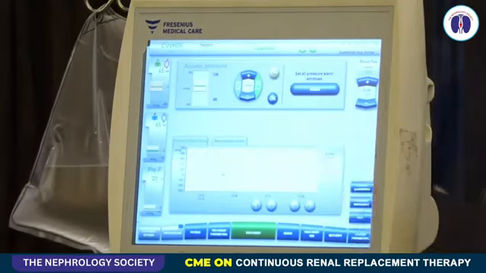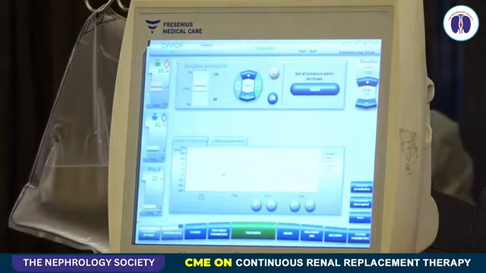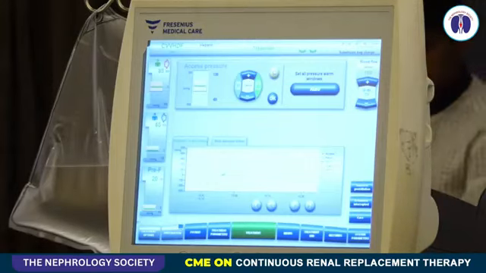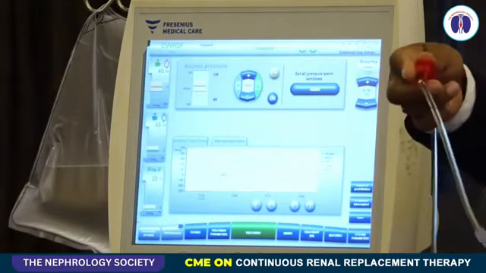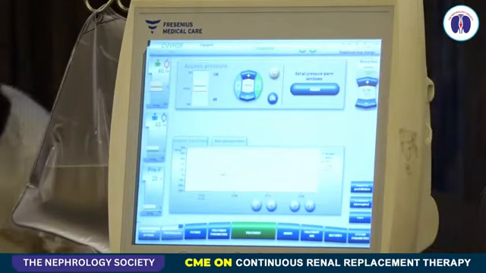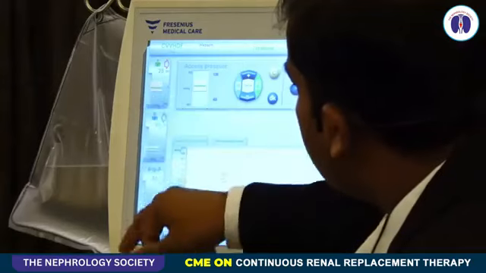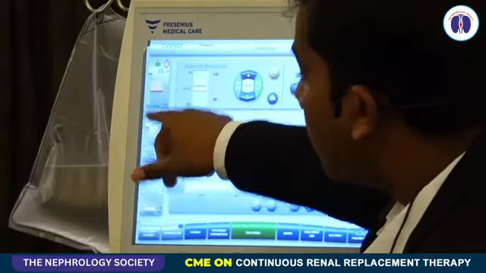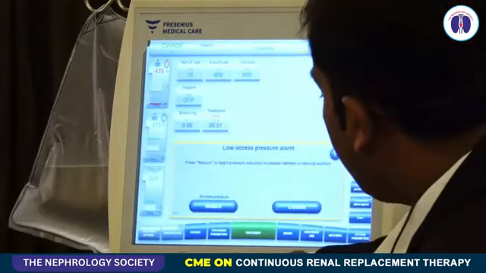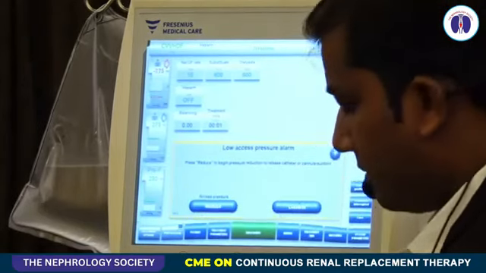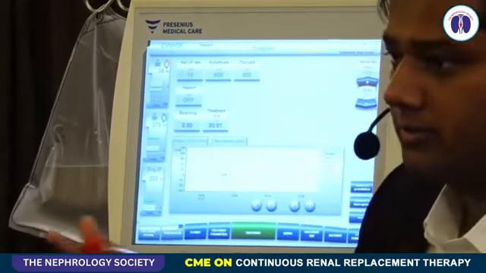Let's say this is our patient. We have kept it in recirculation, and this is the arterial line and this is the venous line. This is the access line and this is the return line. So let me clamp it. You will see the arterial pressure will be more negative, and you will not rectify it if you are not removing this.